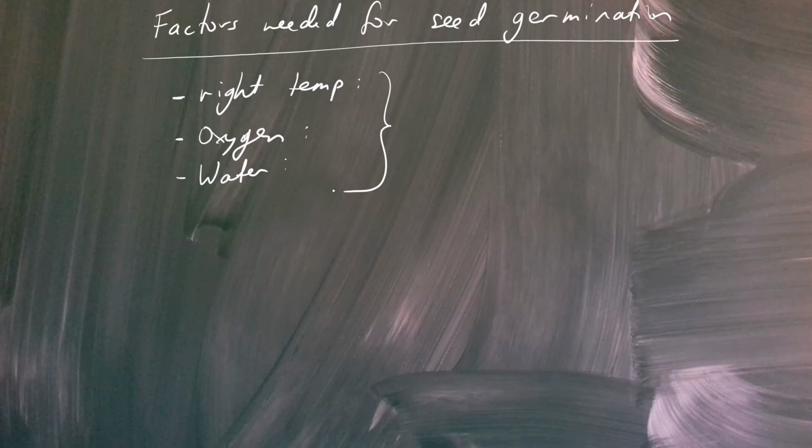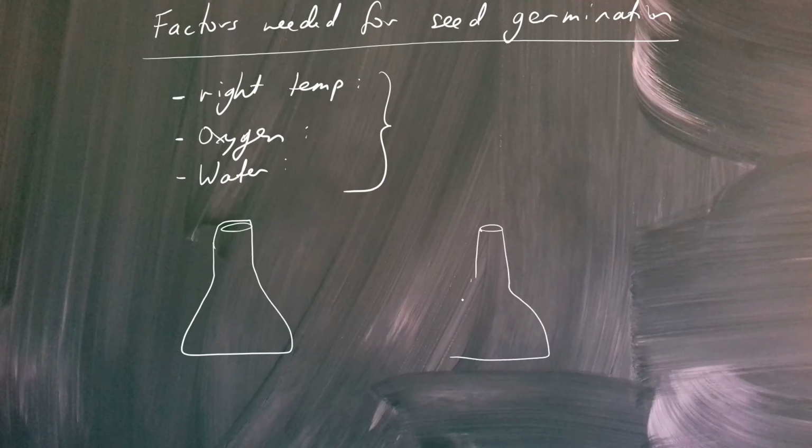Okay. So what we have to do now is look a little bit at an experiment. And the question is how do you actually determine whether seeds need the right temperature, oxygen, or water? What you do is the following. Of course, you have two containers. I'm just going to make two containers here. So let's design a little experiment. The Erlenmeyer flasks. It's a pretty bad drawing, but you get the idea.